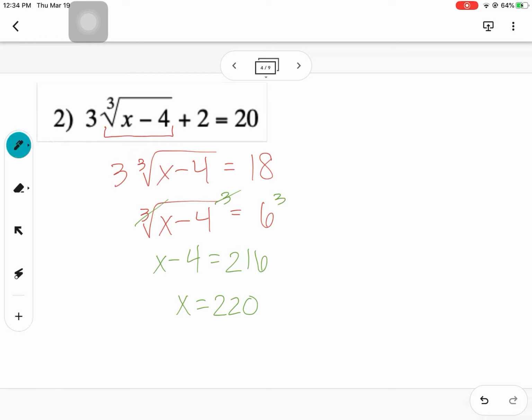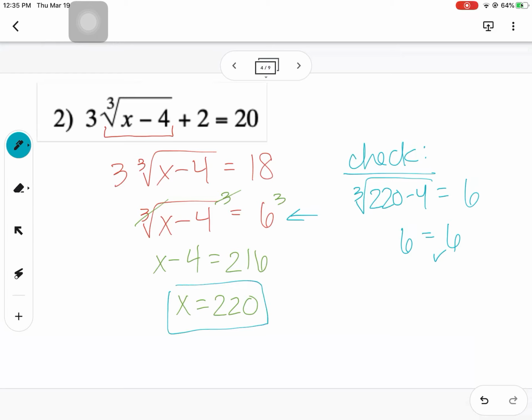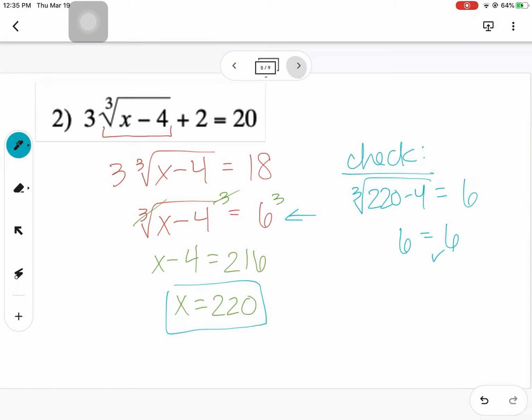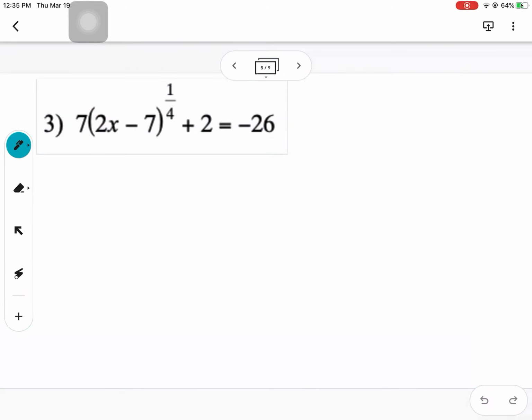Now, cubing both sides does not give you the same issues as squaring both sides, but it is still good practice to check this. I'm going to check it here because that's going to be the cleanest spot to check it. Again, you have to check it before you raise both sides to a power, and as long as you do that, that's fine. 220 minus 4 is 216. Cube root of 216 is 6, so this does check. Again, I expected it to because it was a cube root, but I will tell you to always check if you're not going to remember when to check and when not. It's always good practice to check.